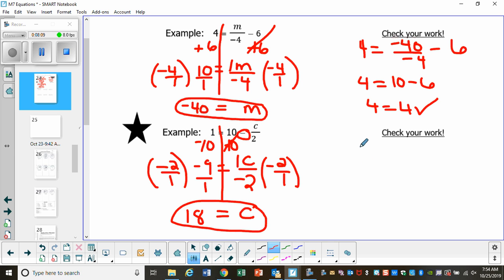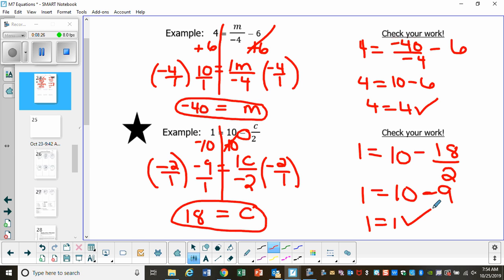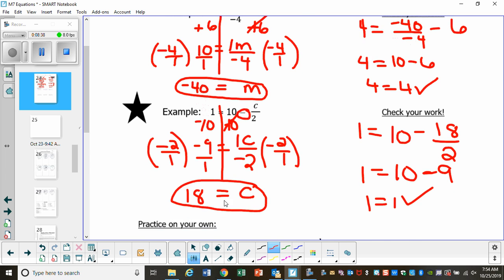So let's go ahead and check this. 1 equals 10 minus, C is now 18, divide by 2. PEMDAS says to divide first. So -18 divided by 2 is -9. 10 minus 9 is in fact 1. Check. Now, for some reason, if you go to check your work and you're not in balance, meaning the left side and the right side are not equal, that means that your solution, what you found for the variable, is incorrect. So you need to go back and look at your work.